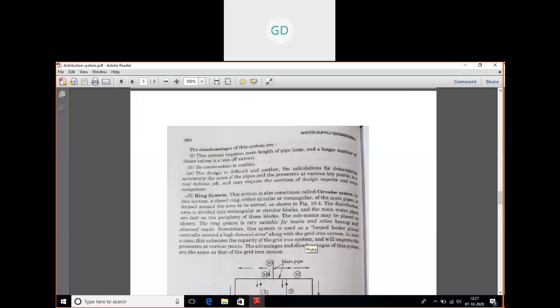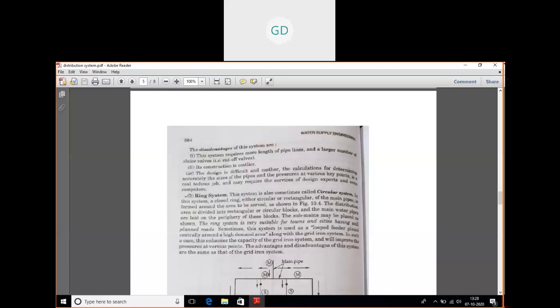Okay, and here the grid iron system's construction cost is also very high, and the design is a bit difficult, and also costly. The calculations are tough. So these are the disadvantages.